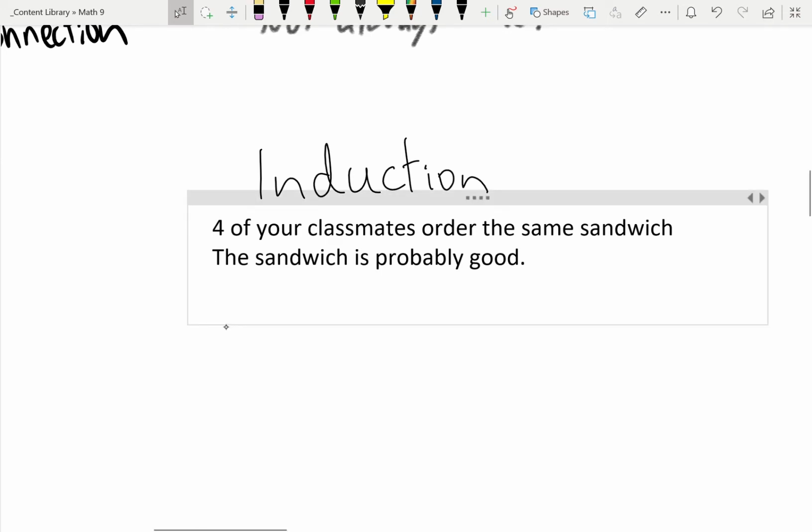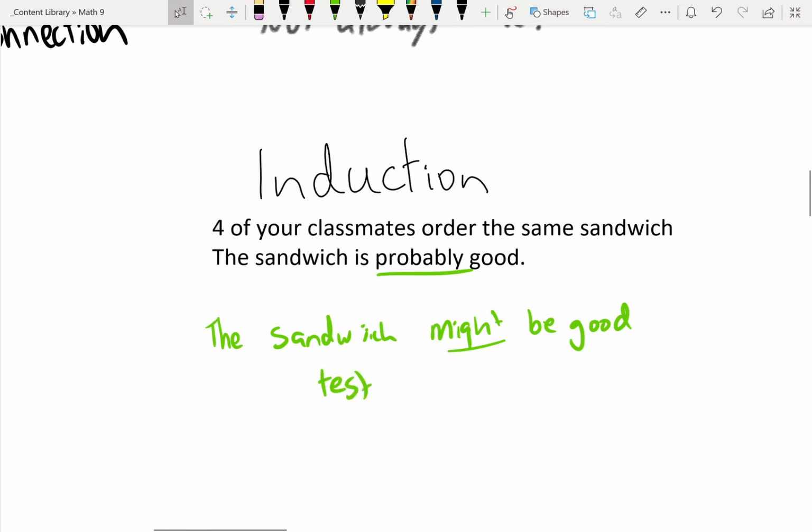No. So the difference is the sandwich might be good. In this case, they say probably. So at this point, I would have to test it. Maybe there is another reason why your classmates are ordering the same sandwich. Maybe it's the cheapest. So in that sense, it's not the best one, or it's not good, it's just cheaper. But this allows us to make a theory based on what we see.